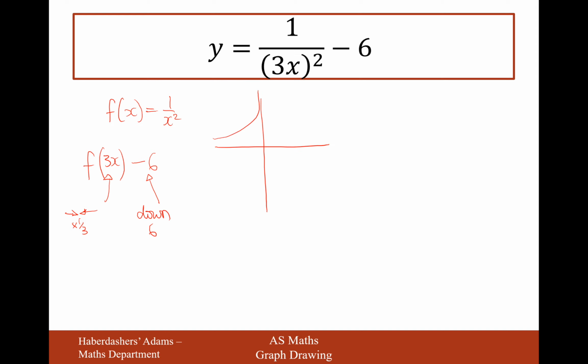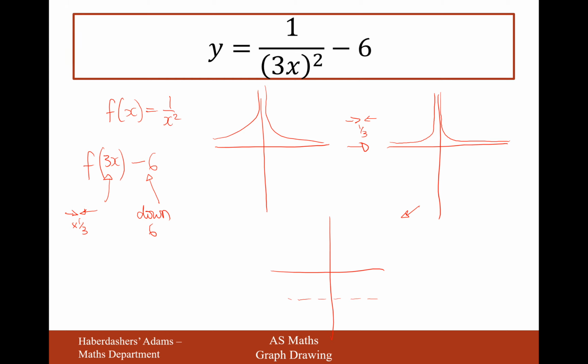This is the 1 over x starting graph. Then what we'll do is squish it inwards by a factor of a third. That's what happens to this 3 here. So squish it even more inwards than it was before. And then the last thing we'll do is move it down by 6. So draw in your asymptote first, and then draw your graph second. Make sure it's quite close to the axes here, 3 times closer than it would be on the original graph.